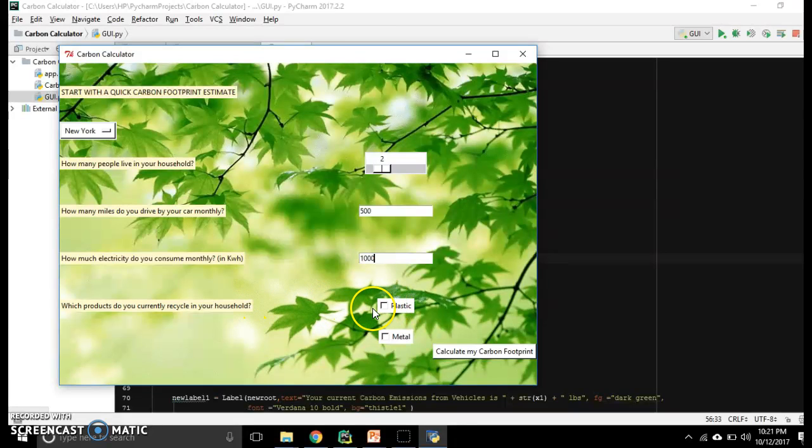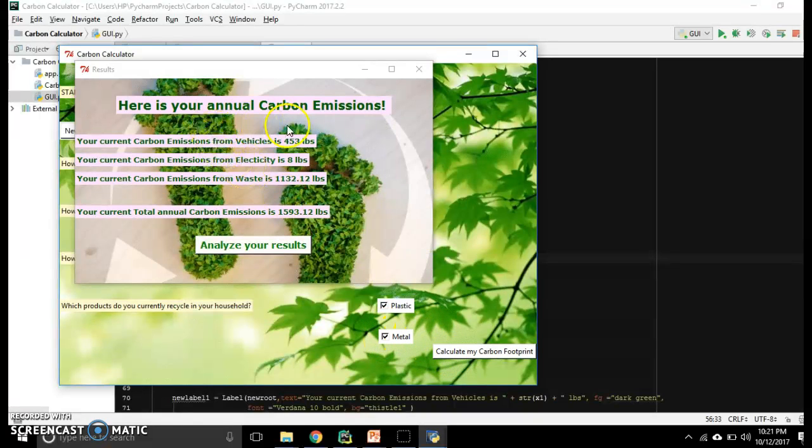Finally, the user is asked to mention what all materials he recycles. This includes plastic and metals. Upon the selection, the carbon footprint is estimated accordingly. The results are then displayed in a new pop-up window. The results are based on emissions from individual parameters as well as the total annual carbon emission of the user.